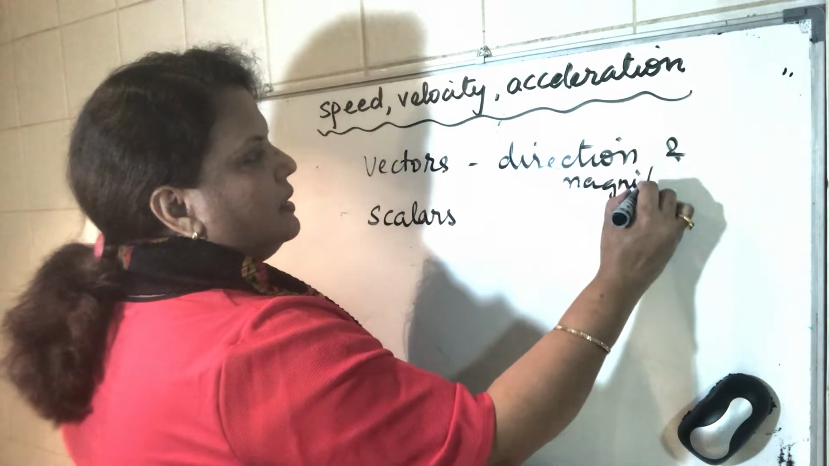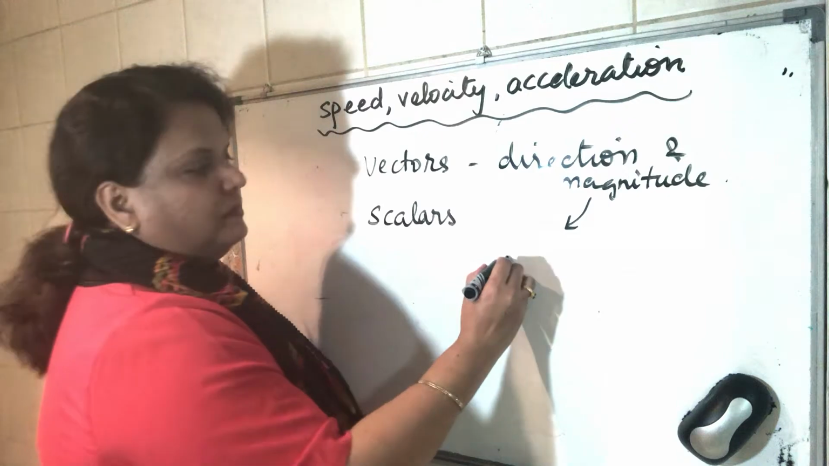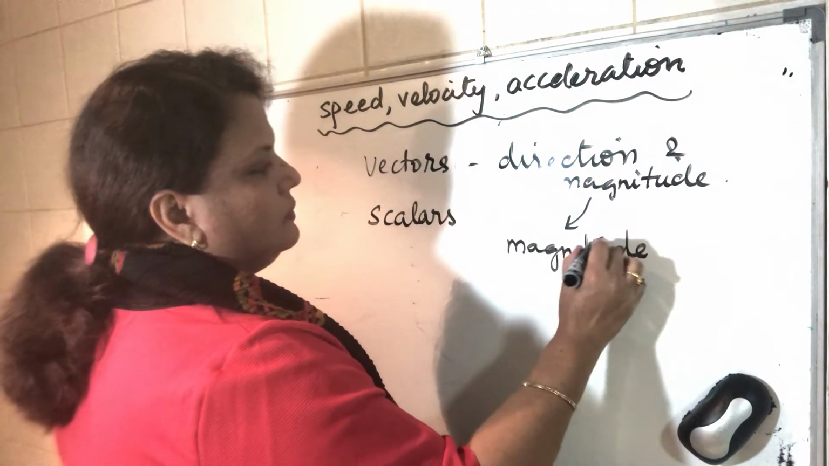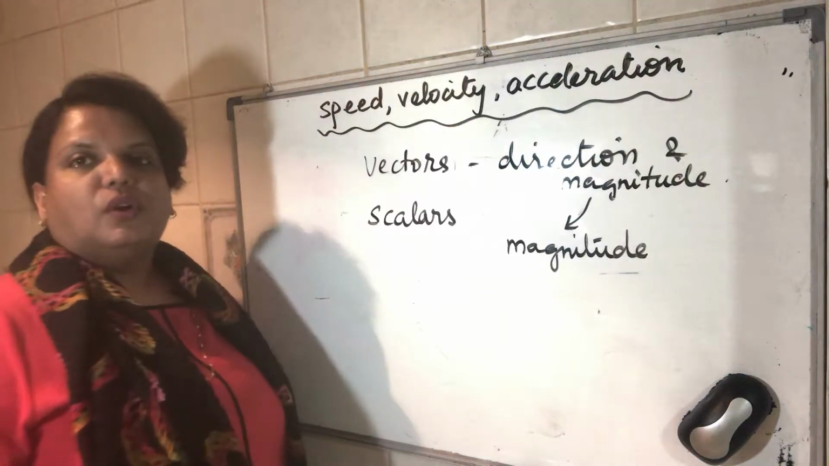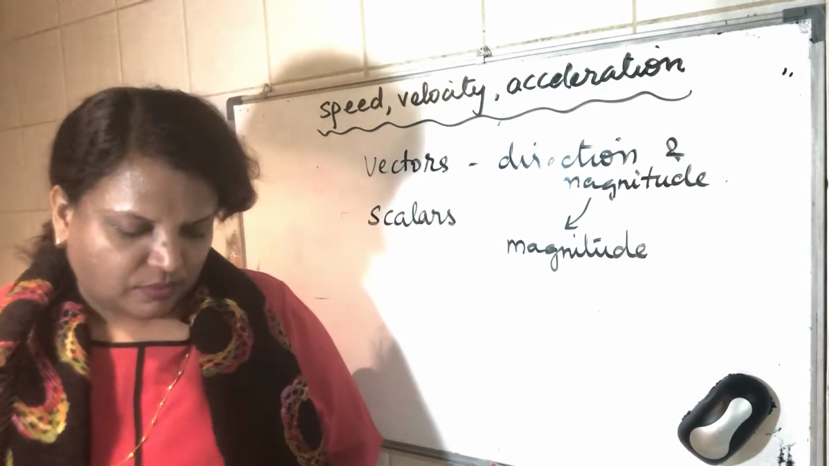Now, scalars are quantities that only describe magnitude. They do not talk about or give any hint about the direction of the object.